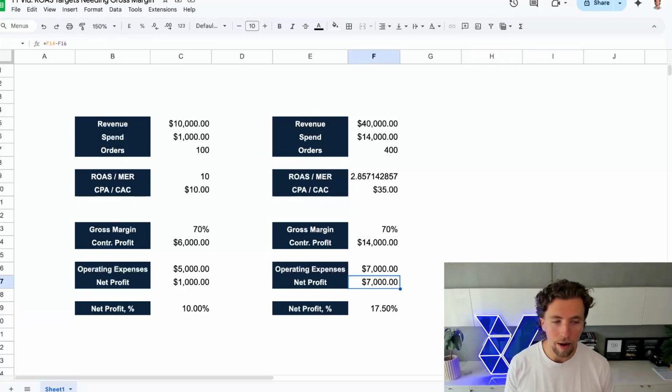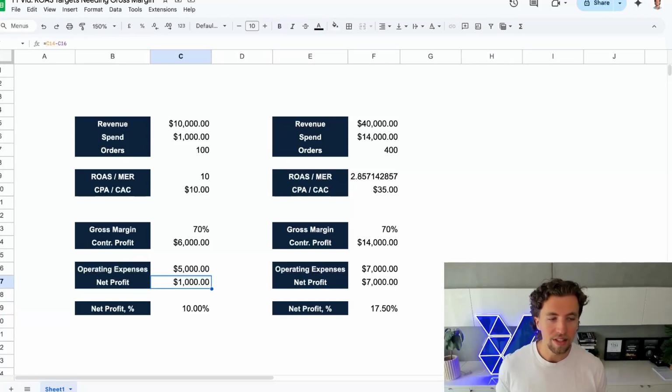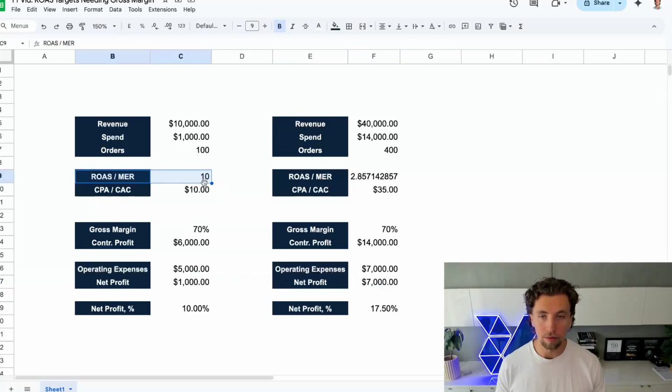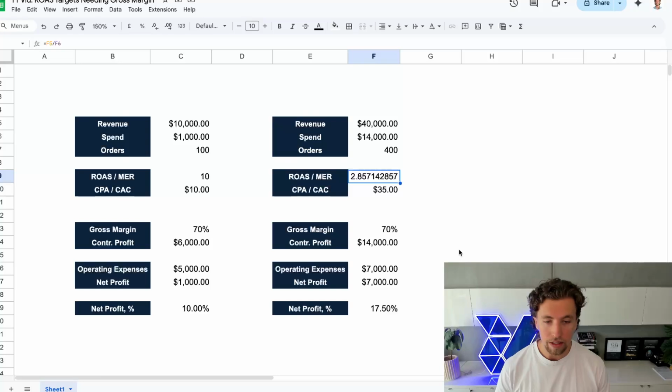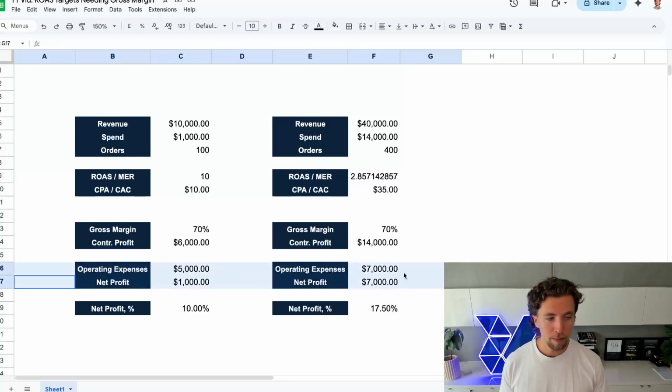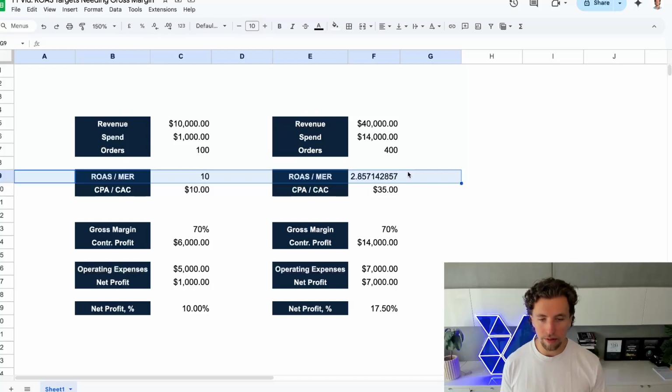So to clarify, the net profit of the business 7x's by your return on ad spend going from a 10 to a 2.8. I'll stress that again. The profitability of this business in nominal dollar figures 7x's when their return on ad spend goes down by over 70%. You lose 70% in efficiency. And that's the power of understanding the actual P&L items.